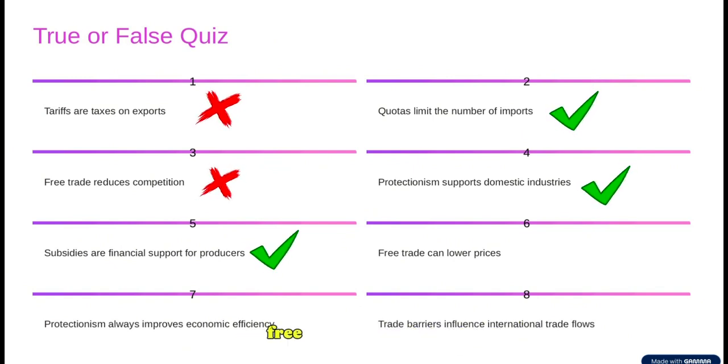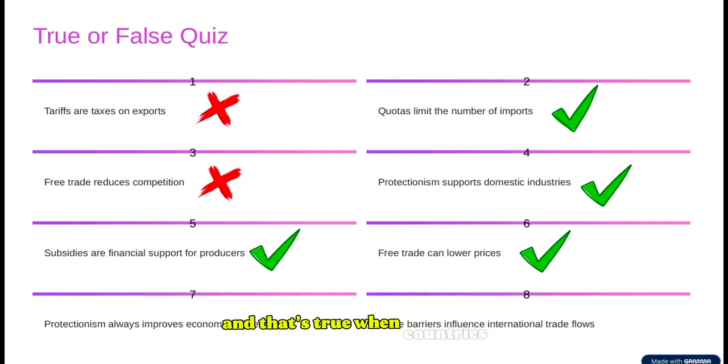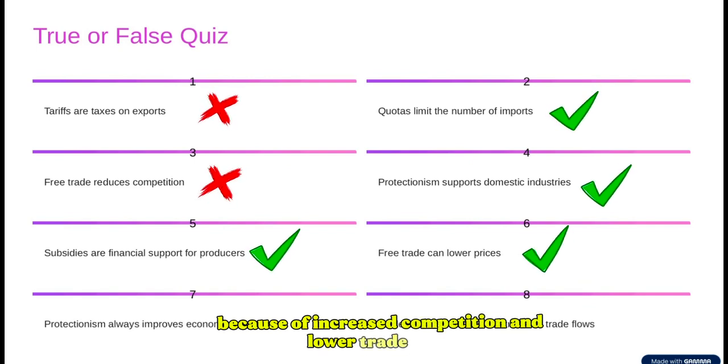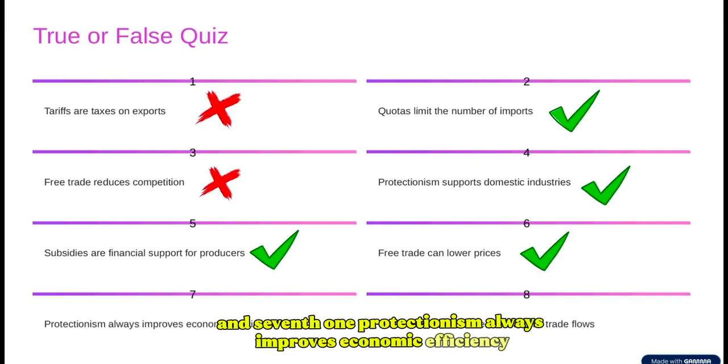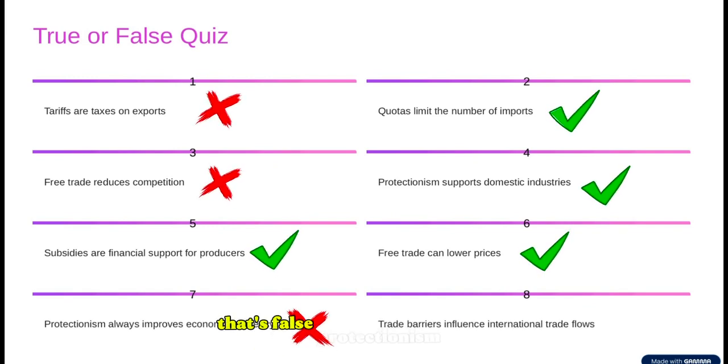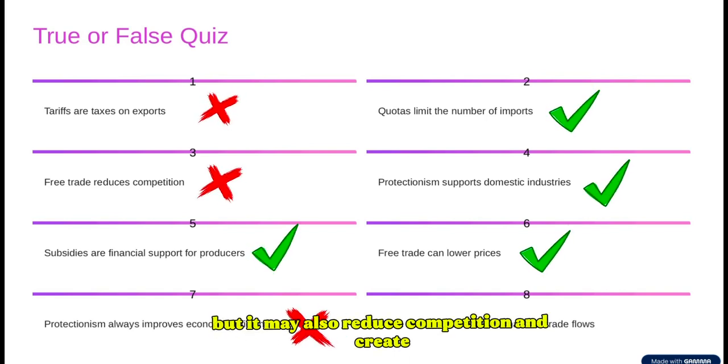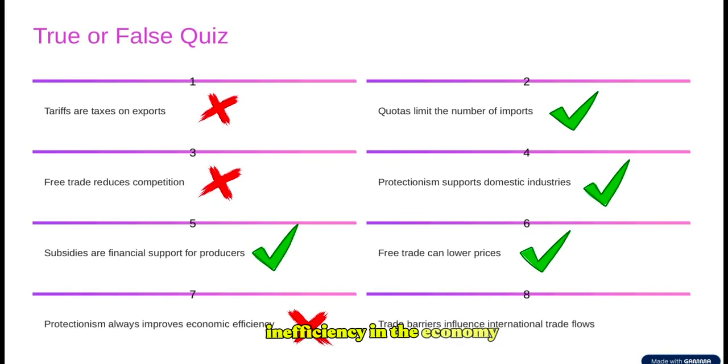Sixth one, free trade can lower prices. And that's true. When countries trade freely, consumers often get cheaper products because of increased competition and lower trade costs. And seventh one, protectionism always improves economic efficiency. That's false. Protectionism can protect industries, but it may also reduce competition and create inefficiency in the economy.